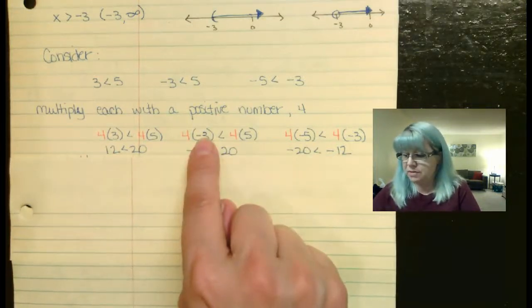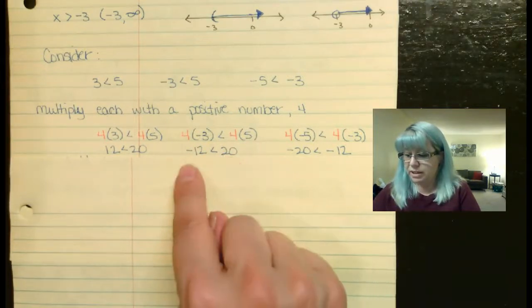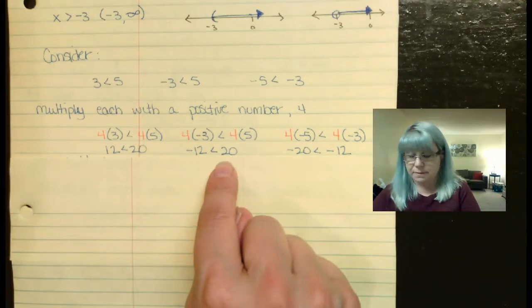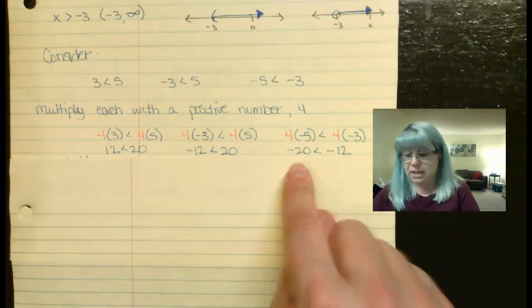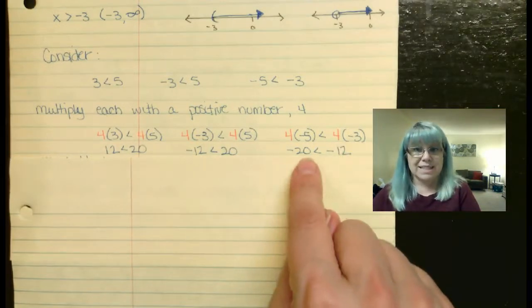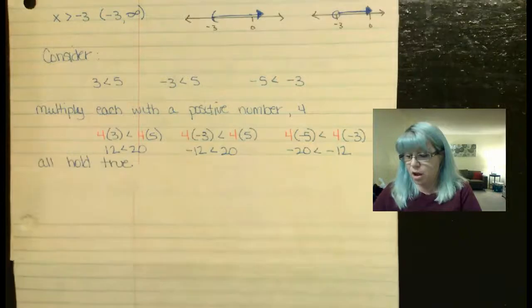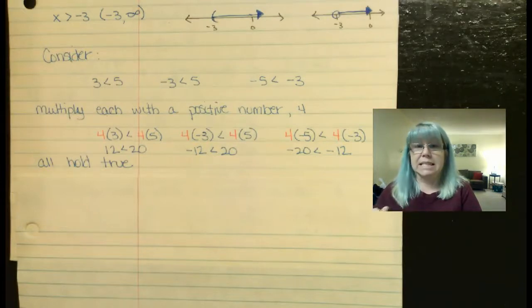4 times negative 3 is negative 12. 4 times 5 is 20. Well, negative 12 is still less than 20. 4 times negative 5 is negative 20. And 4 times negative 3 is negative 12. Negative 20 is less than negative 12. So all of these, if I multiply by a positive number to both sides, still hold true.